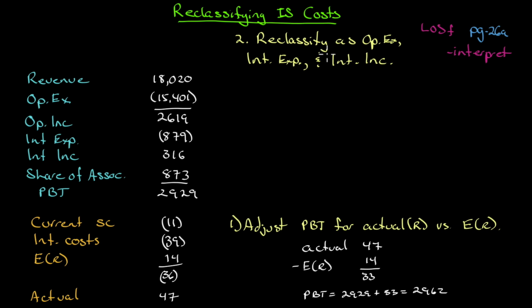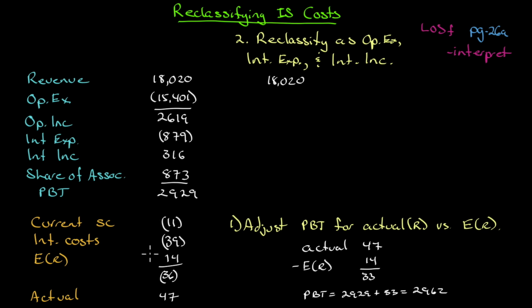Here what we're going to do is reclassify all of our pension costs as either operating expense, interest expense, or interest income. Now when we do this, we are going to use the actual return. When we're reclassifying, we're going to use the actual return and not the expected return. And this is easy too. You just follow along. Is revenue affected? No, it stays at 18,020. What about operating expense? Well, it's 15,401, but everything is in there. All we want is the current service cost in there.